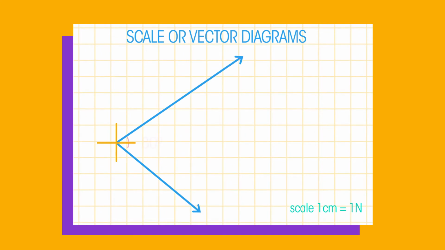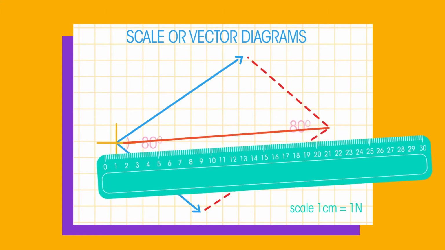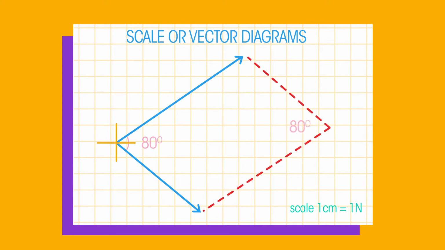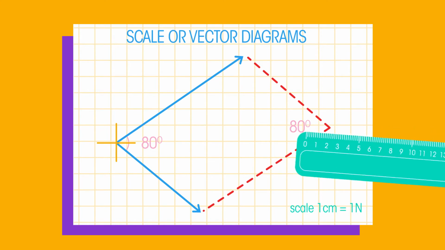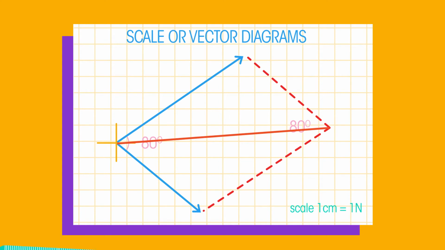Scale or vector diagrams show forces acting on an object and the angle between them. They can be used to calculate the resultant force. We draw scale diagrams using the following steps. Step 1. Draw the arrows at the correct angles to represent the forces. Step 2. Draw lines to make a parallelogram. And step 3. Measure the diagonal of the parallelogram. This is your resultant force.